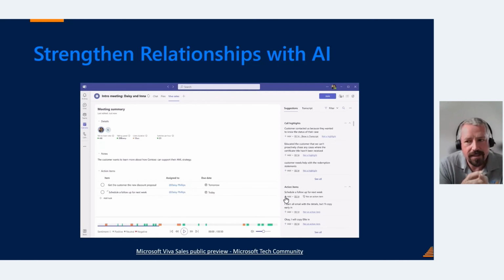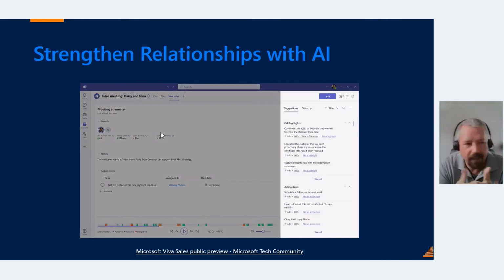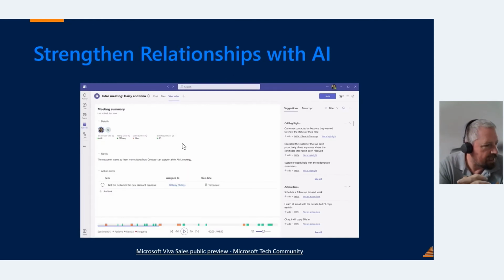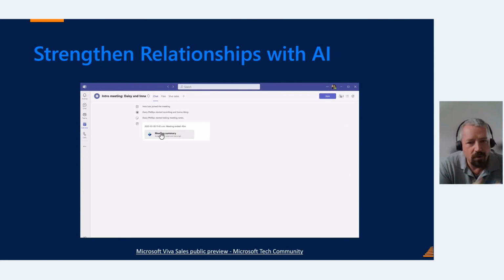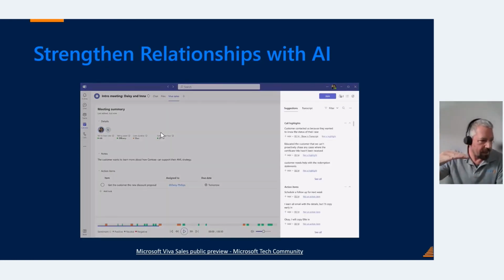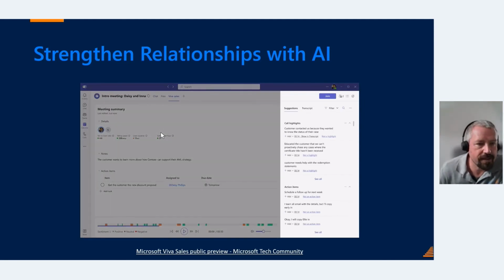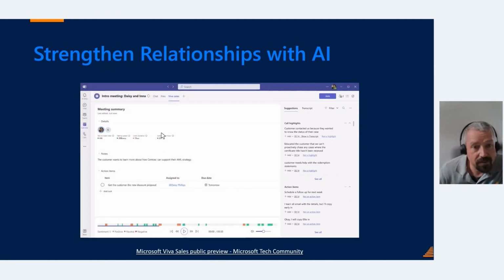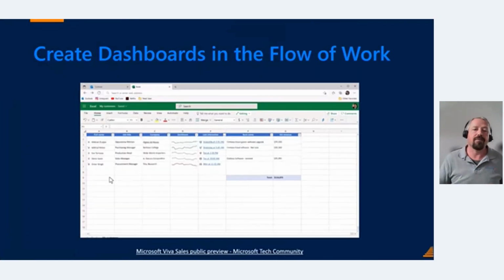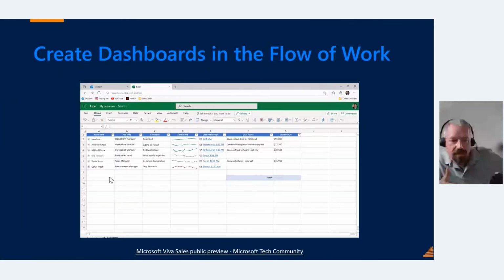So the action items here are AI driven, and these are suggested in a Microsoft Viva-like way. So very clearly here, schedule a follow-up for next week. All of those things there, the call highlights and the action items, they're not something a user has created. They're suggested by the Microsoft artificial intelligence to allow you to create kind of meeting summaries and progress on from that. So I think that's the one that would probably be the most impactful from a time-saving perspective.